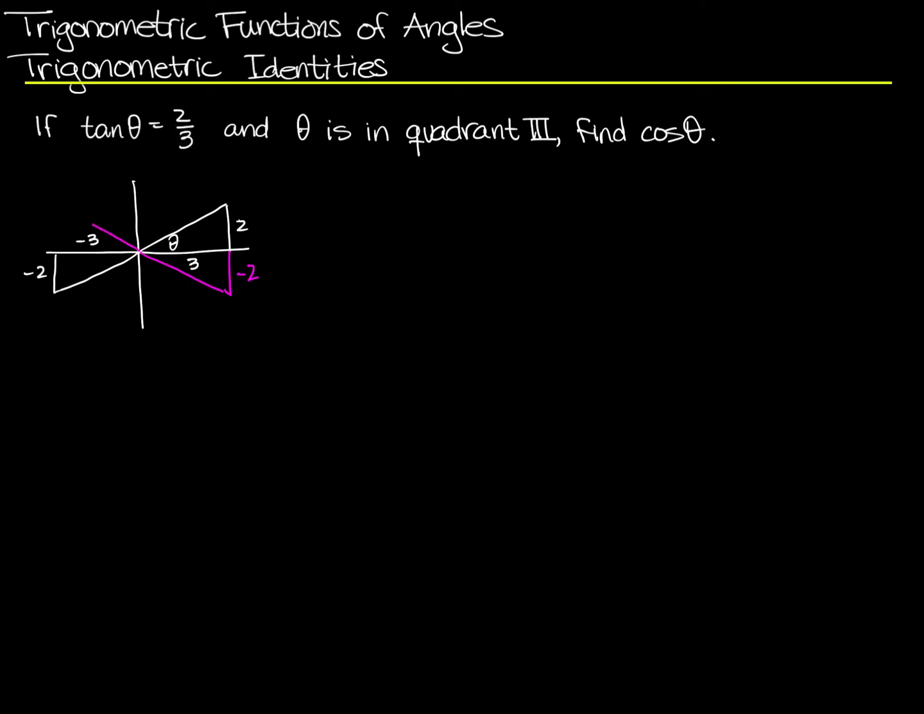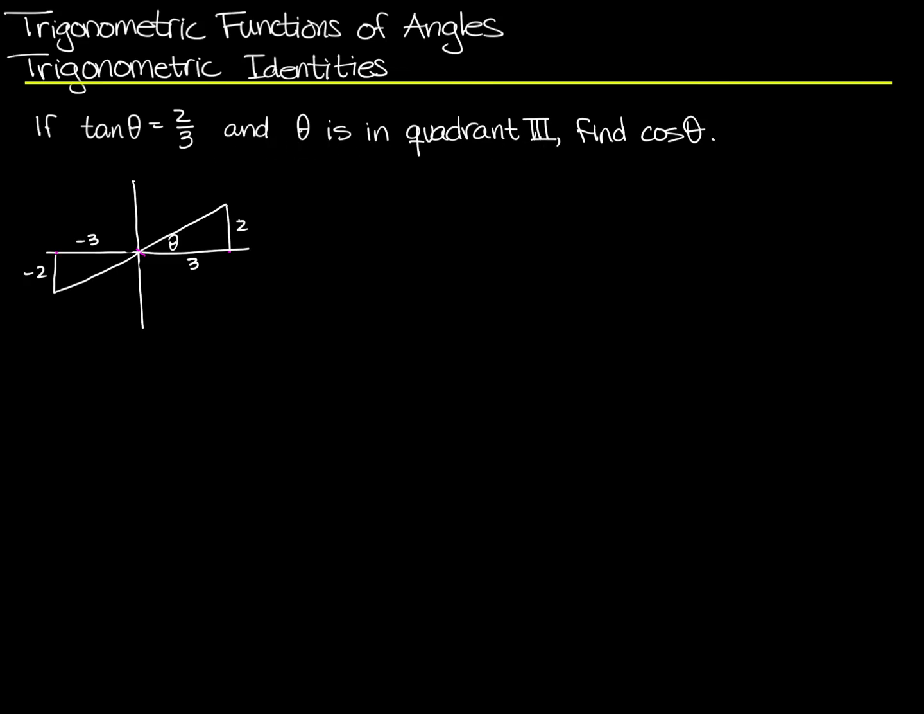It also cannot be the case that I'm in quadrant 2, because here I would have a positive opposite, positive 2 here, but a negative adjacent. So there again, my opposite over adjacent would give me a negative 2/3, and I have a positive 2/3. So it's definitely not the case that I'm in quadrant 4. And it's definitely not the case that I'm in quadrant 2, but I could be in either quadrant 1 or in quadrant 3. And that's the reason that this problem has to state that theta is in quadrant 3.